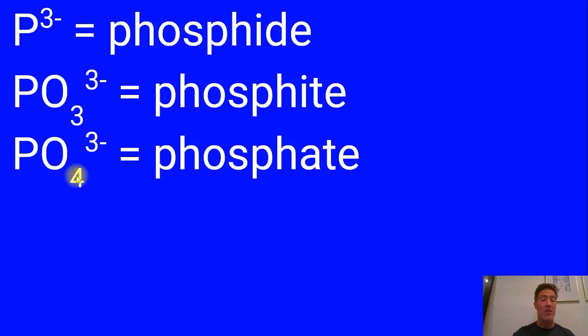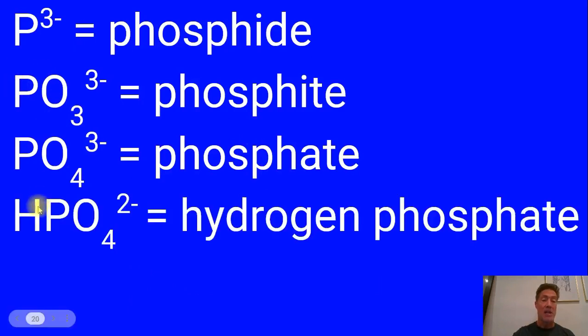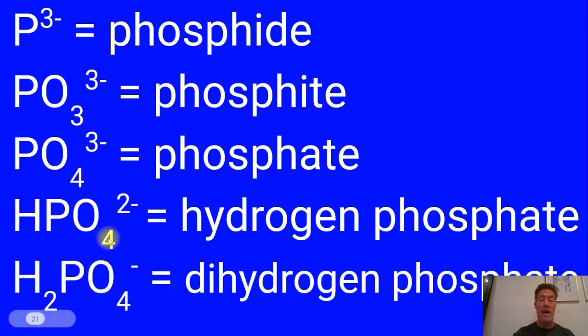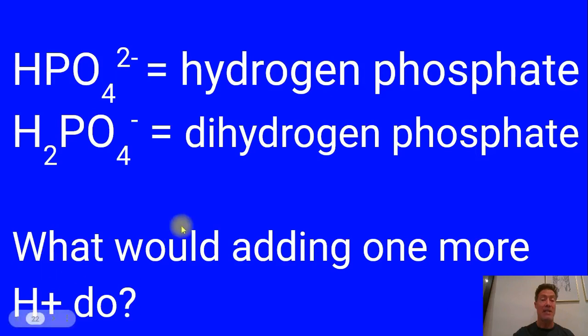And again, just like the sulfites and the sulfates, we can add a hydrogen to each of these. This becomes hydrogen phosphate, right? We're just adding hydrogen to the phosphate. We can also add a double hydrogen, so a dihydrogen, to the phosphate. One hydrogen reduces the -3 charge to a -2. 2 hydrogens reduce the -3 charge to a -1. What would happen if we had one more hydrogen? It would make it an acid, and we would get phosphoric acid.